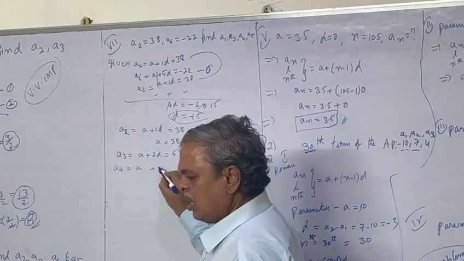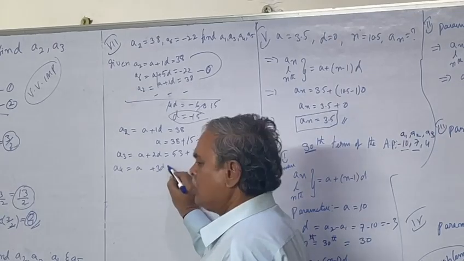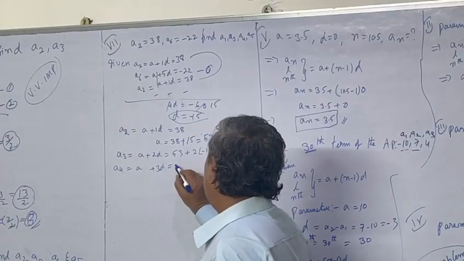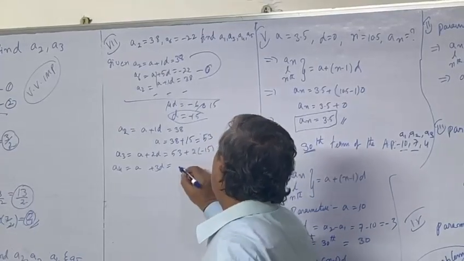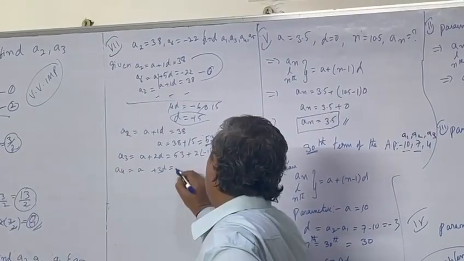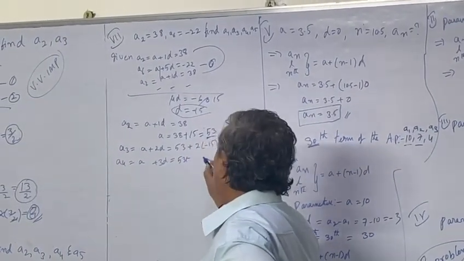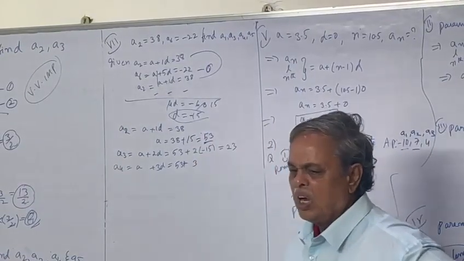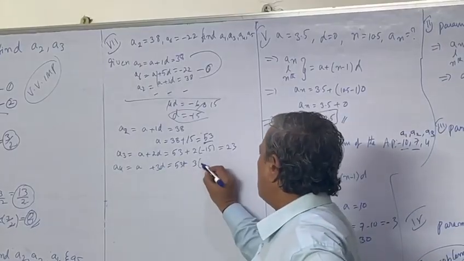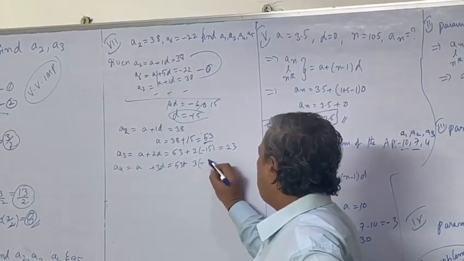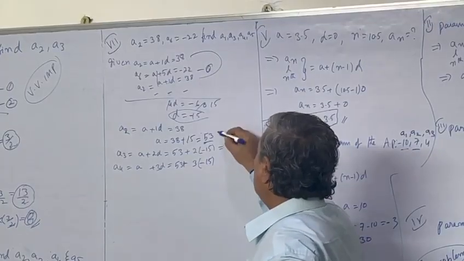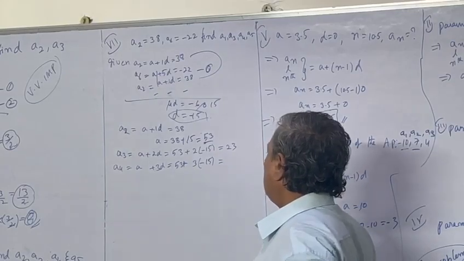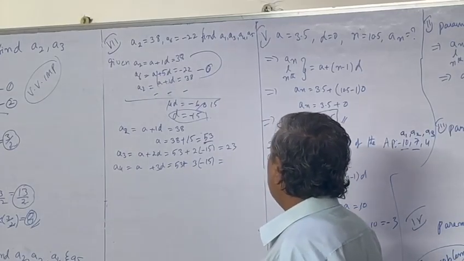Then A4 is A plus 3D. A is equal to 53. Here we got A is equal to 53, plus 3 into D, which is minus 15. 3 15s are minus 45.